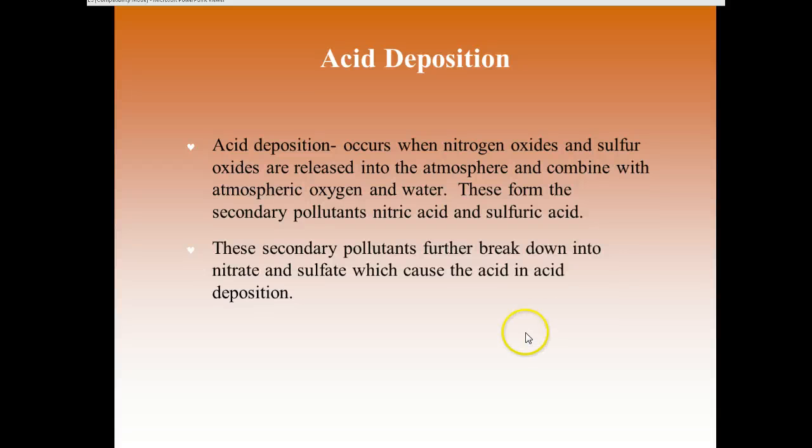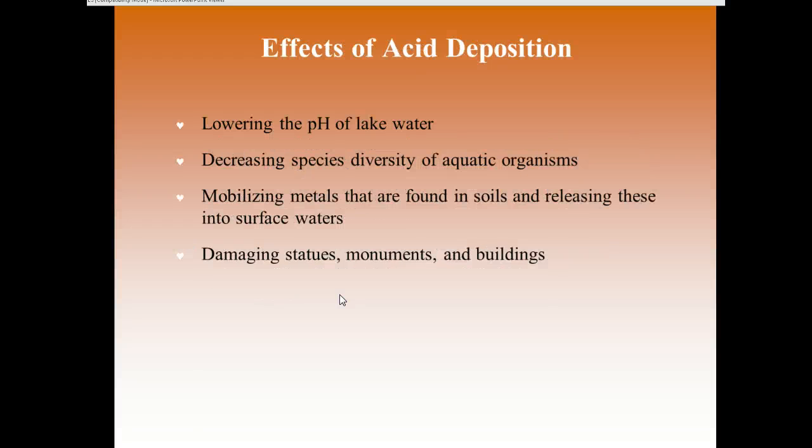So here's the definition of what I just said. Acid deposition occurs when nitrogen oxide and sulfur oxides are released, and then they pick up rain and they turn into secondary pollutants, which are nitric acid and sulfuric acid. So these are the primary pollutants. These are the secondary. And then when they hit other chemicals, they turn into nitrate and sulfate, and that's bad for the land and the creeks and rivers and stuff like that.